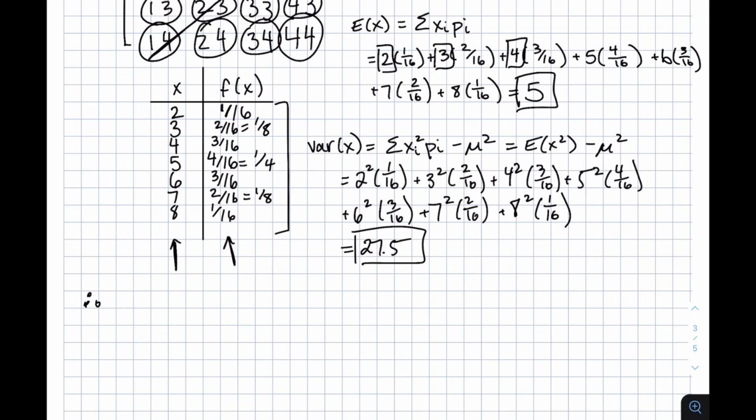So our answer is the expected value of x is 5, and the variance is 27.5.